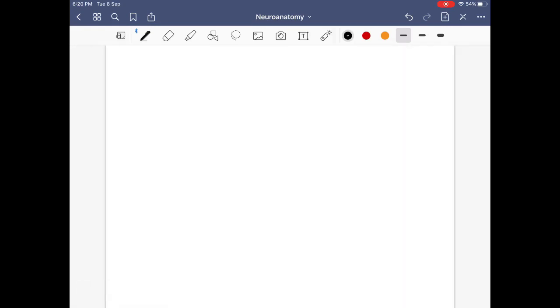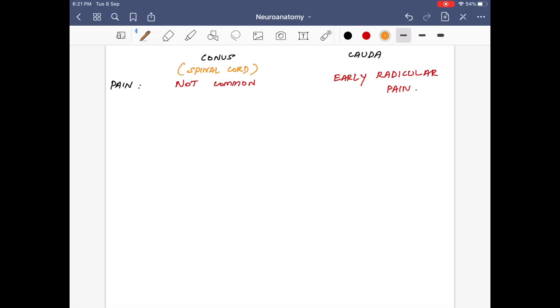Differentiating between the conus medullaris and cauda equina, the first thing is pain. There will be no pain in conus medullaris; it is very uncommon. Cauda equina, whereas, is going to have a radicular type of pain, and that is going to be early pain. Why is this happening? Because conus medullaris is a spinal cord lesion, whereas cauda equina is a nerve root lesion, and nerve root lesions are more painful.